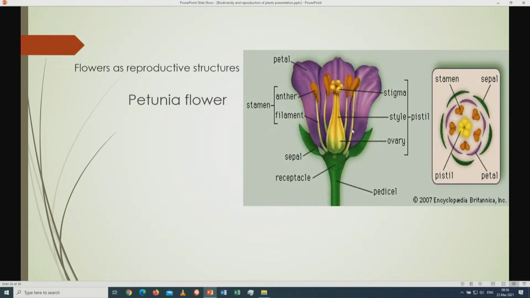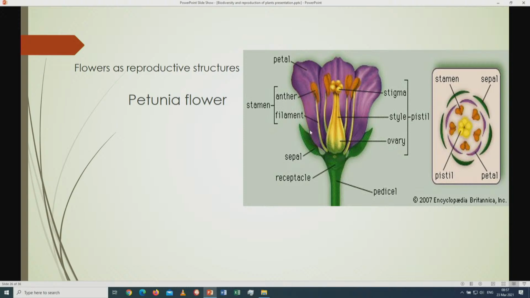Coming to the flower as a reproductive structure. This flower here is made up of the male part, which is made up of an anther and a filament. The male part is called a stamen. If you don't want to call it a stamen, you can call it androecium. So in order for you not to forget the stamen, think of the name of a boy called Andrew, if we want to call it the Andrewsium.